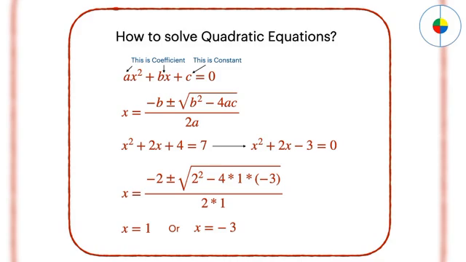How to solve the quadratic equation. There is a quadratic formula. Here is the quadratic equation of the form. So, a is the coefficient for x squared, which is 1, b is the coefficient for x, which is 2, and c is for the constant, which is 4 minus 7 equals negative 3. Then, you can use the formula to calculate the solution.